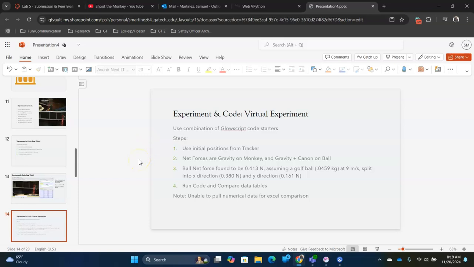So the ball I assume to be a golf ball, as the weight was not given. A golf ball weighs nearly 45 grams, and it was traveling at 9 meters per second velocity magnitude. So the velocity update formula is velocity final equals velocity initial plus F net divided by mass. If I assume velocity initial to be 0, it's velocity final equals F net divided by mass. So velocity final times mass equals F net. So 45 grams times 9 meters per second is 0.413 newtons, and that is the magnitude. Divided into the x and y directions, you get these two values, and those are the values inputted into GlowScript for the ball's net force plus gravity.